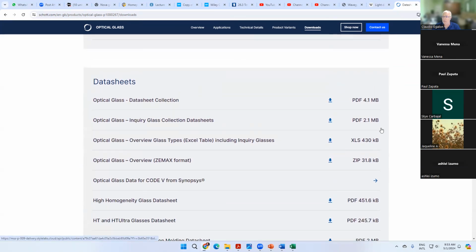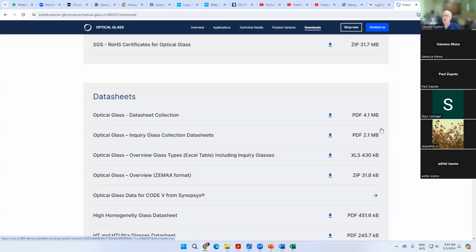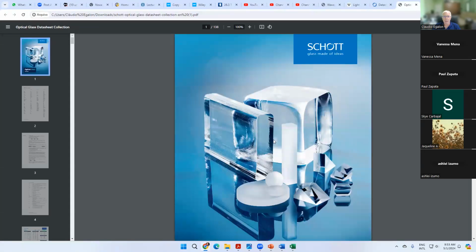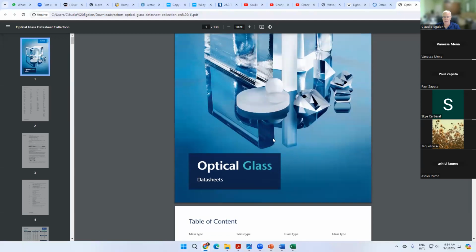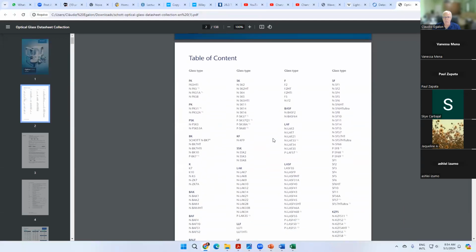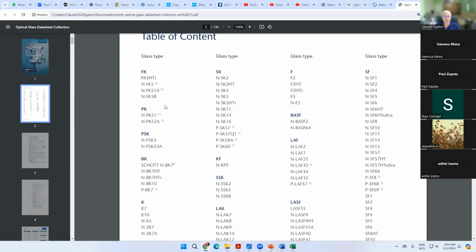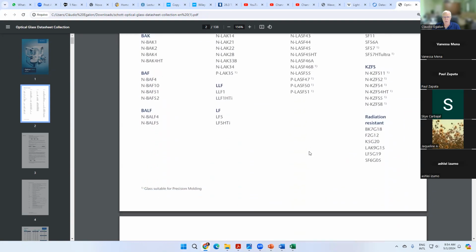And then if it is what I have in mind, I will post there in my shot catalog data sheets for different glass types. They call it FK, PK. Each of those are different types of glass. And then you have subclasses, right? F, SF, and so on.